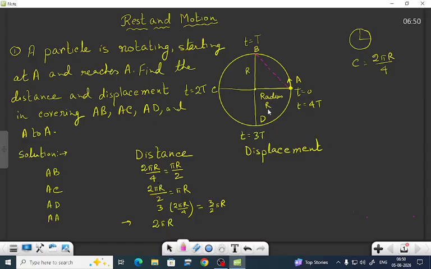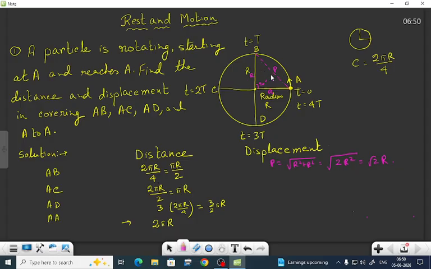How to find the displacement? You see here, this is radius, this is radius, this is 90 degrees. So you can apply the Pythagoras theorem to find this distance, right? Suppose it is P. So P is equal to root over of r square plus r square, or you can write root over of 2r square, and that is equal to root 2 into r. This is the displacement from A to B.